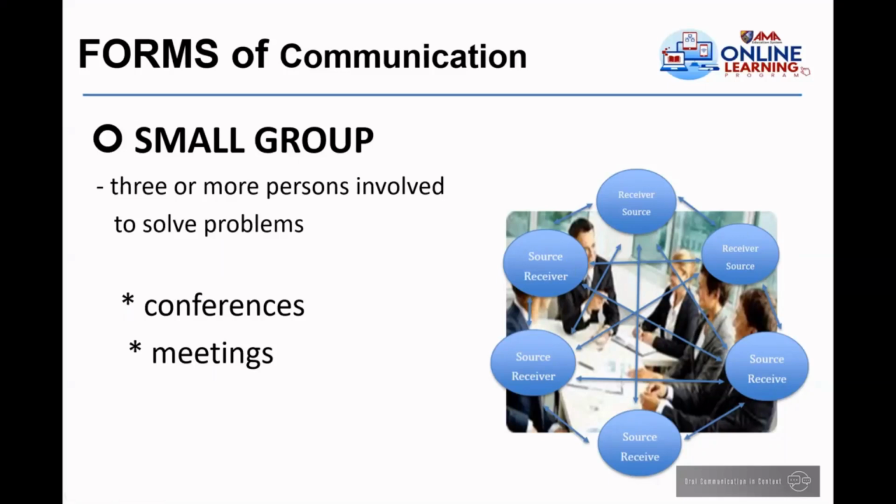In the group works, in the face-to-face classes, the goal is not merely to solve problems, but to accomplish a task or accomplish an activity. Okay, that is a small group. That's why if the teacher is giving group works, the small group should contain 3 or more persons involved. It should not be 2. Kasi if the persons involved in the group is 2, it's not a small group. It is a dyadic or pair work na yun. So small group is composed of 3 or more persons involved to solve problems. Okay, that is the third form of communication.